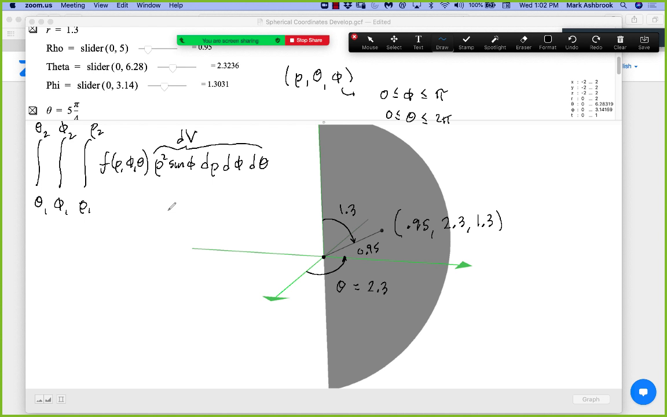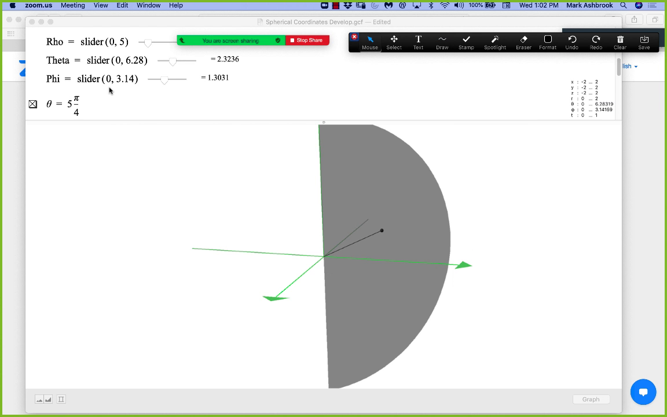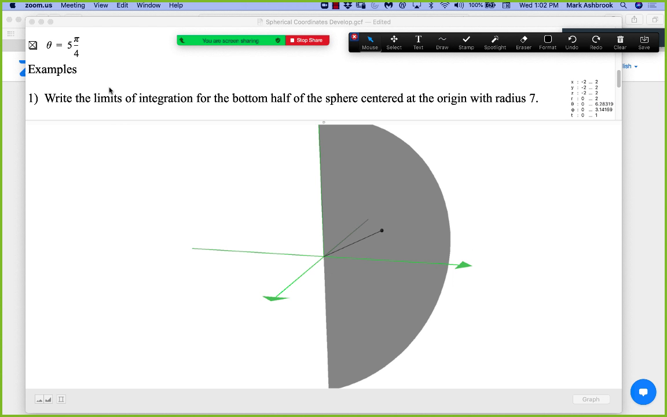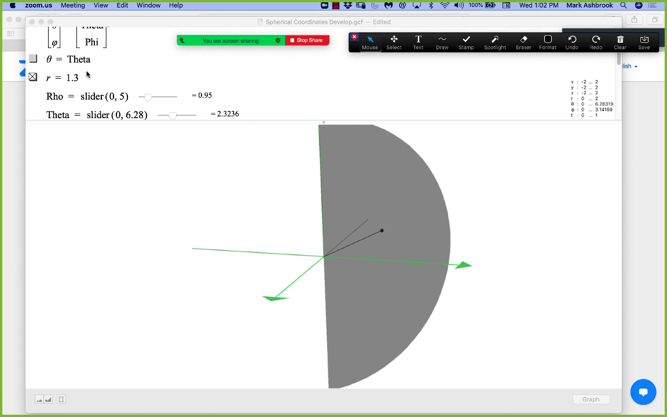Okay, questions on just the form of a spherical triple integral, or just spherical coordinates in general? Any questions? All right, let's do some. So for the rest of the time, we're just going to be doing examples. This will be a good class. Here we go. So first example on the easier side. Let's turn off the plane here.